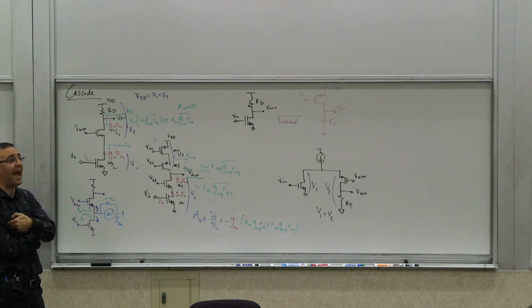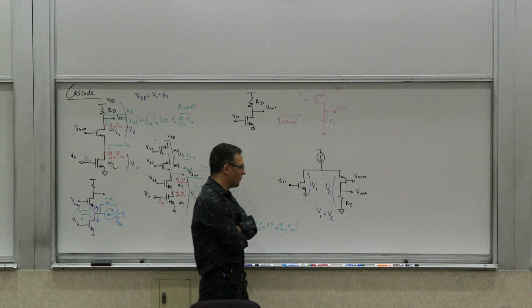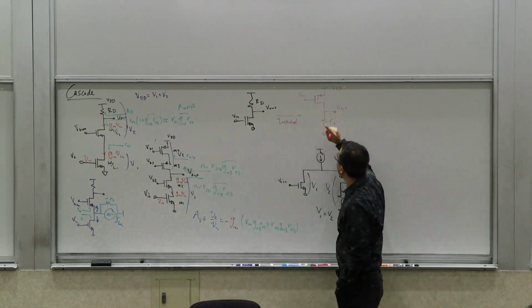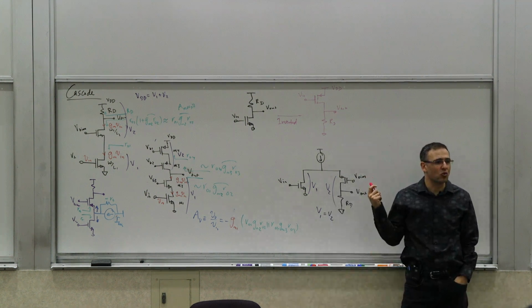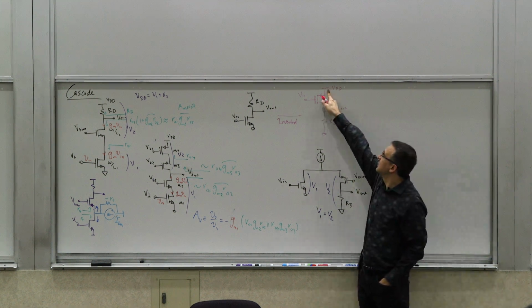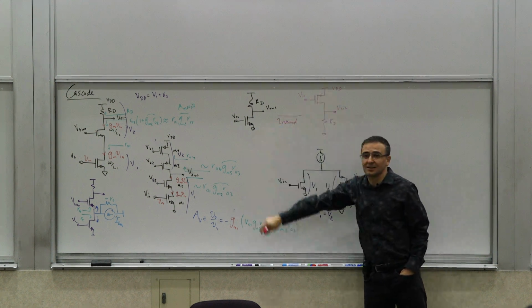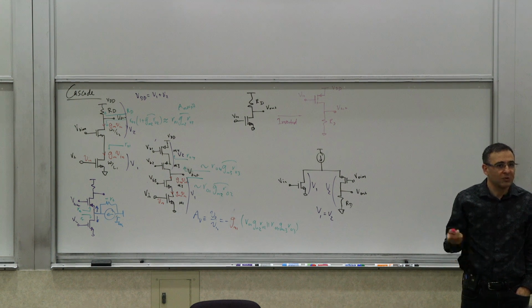And sometimes you don't have the complementary device in certain processes. What you can do, though, is go from here to there. And this basically would be the same stage in terms of operation. This is still a common source, right? Because the common terminal from an AC perspective is what? This terminal, which was the same as this terminal. Because from an AC perspective, this is the same as that. These are all ground. And if you draw the small signal for them, you will get the same thing.